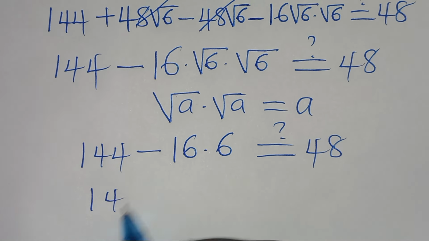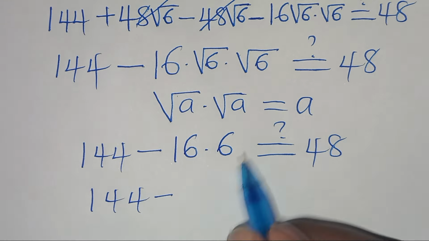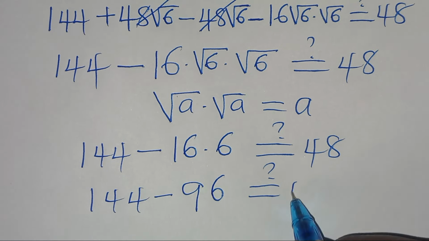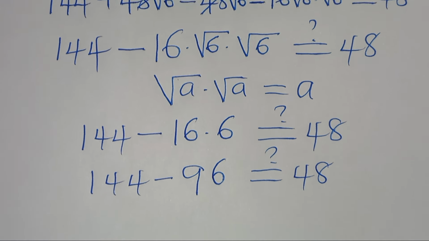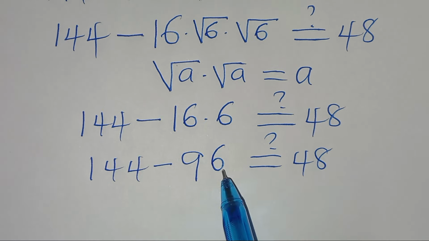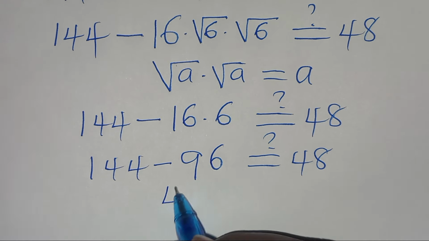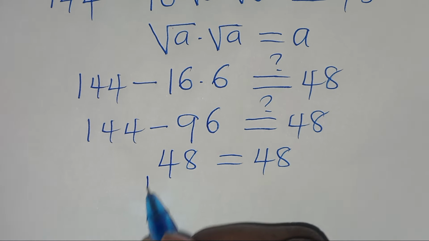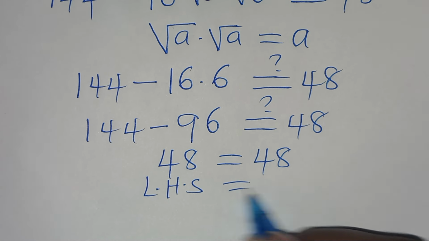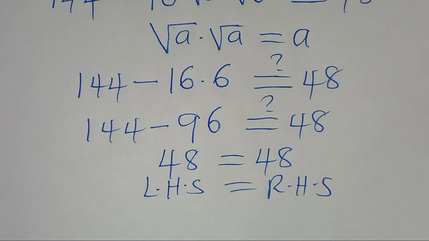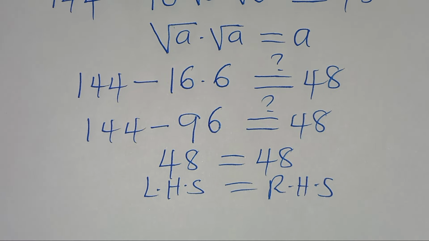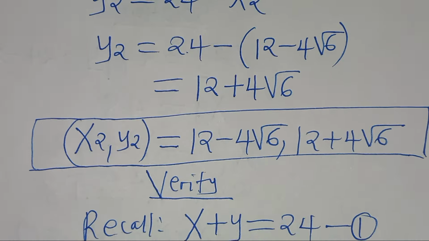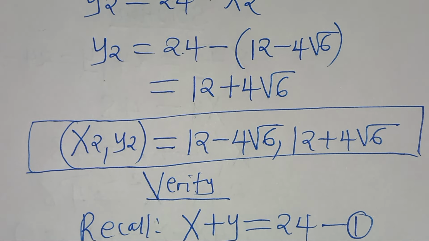So here we have 144 minus 16 times 6, and this is equal to 96. This is supposed to give us a value of 48. So 144 minus 96, this is equal to 48, and this is equal to 48. This implies that the left hand side is equal to the right hand side. And this implies that x1, y1 satisfies the equation, and x2, y2 satisfies the equation.